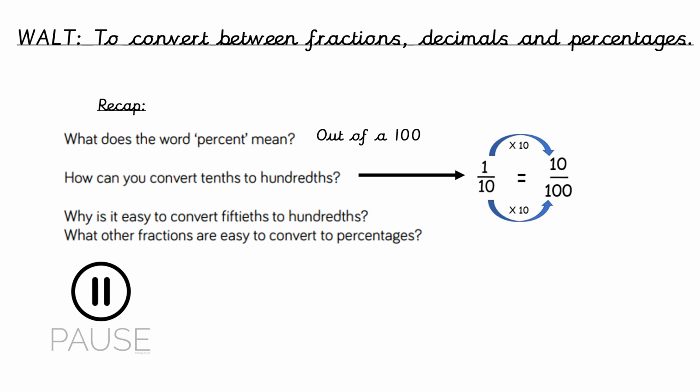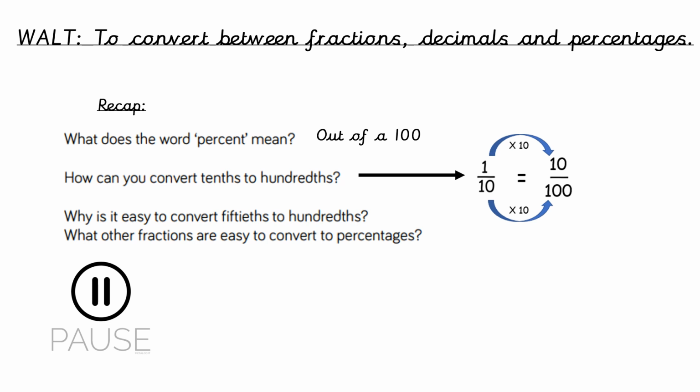So 1/10 is the same as 10 hundredths. If it was 2/10, it would be the same as 20 hundredths. And then, because that's out of 100, you can easily convert that to a percentage. So 1/10 equals 10 hundredths, which equals 10%. 2/10 equals 20 hundredths, which equals 20%, and so on.